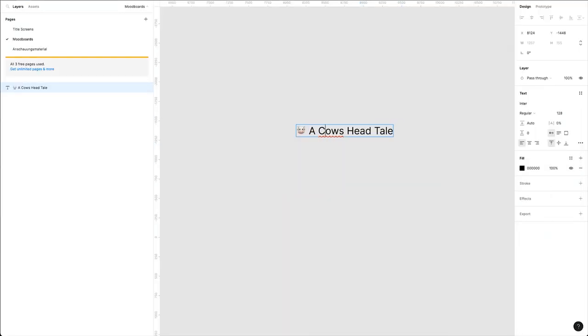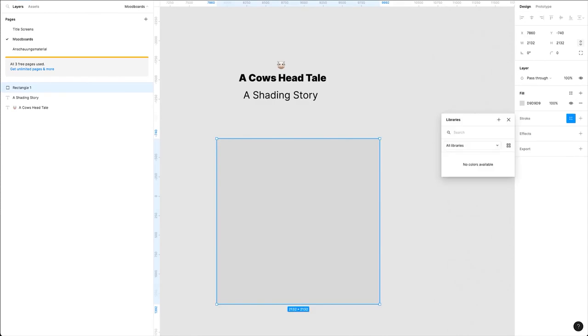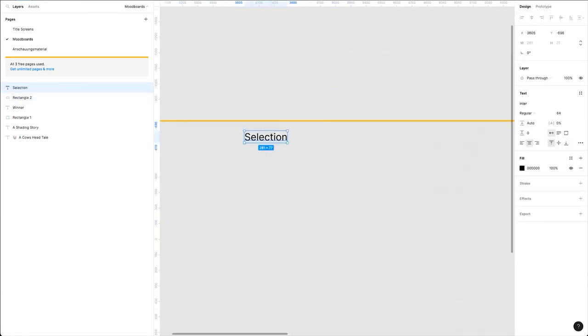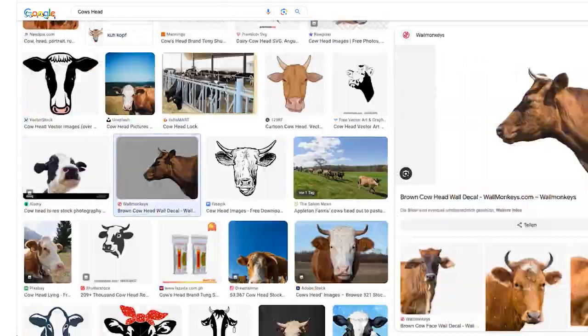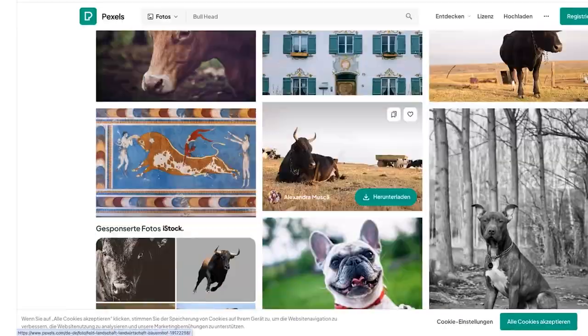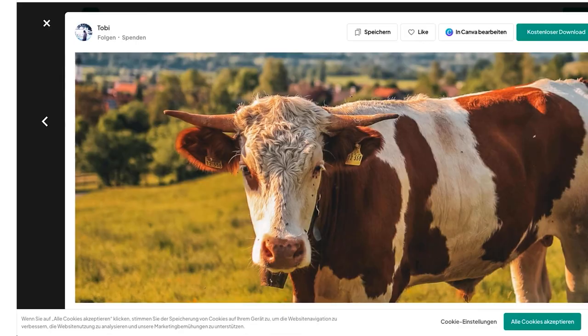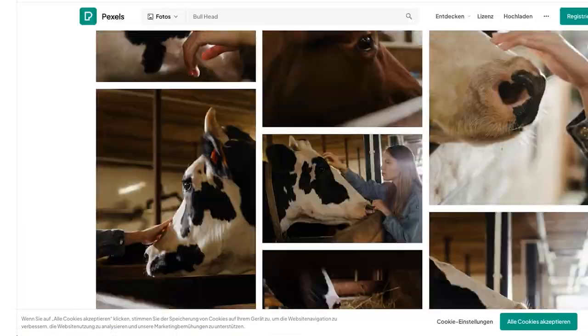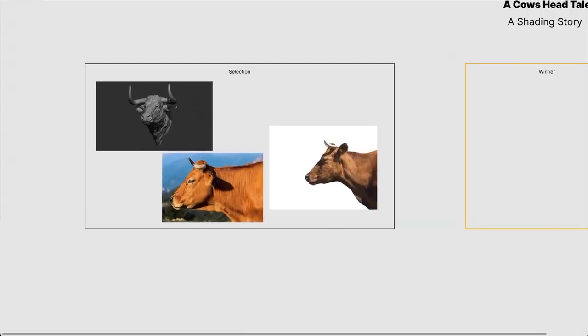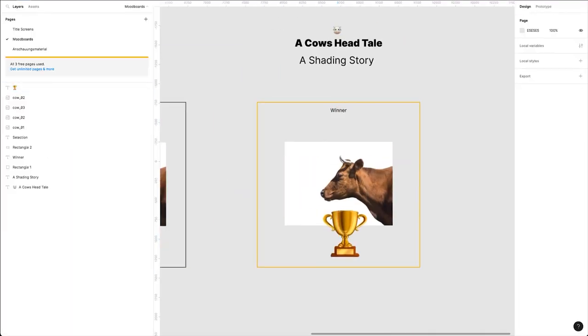To make up for my crime, I went into research mode and researched some good reference photos of light falling onto a cow's head. As always, Pexels, an online stock library, which is free, proved to be a really helpful tool in this case. And after a while, I found my winner.